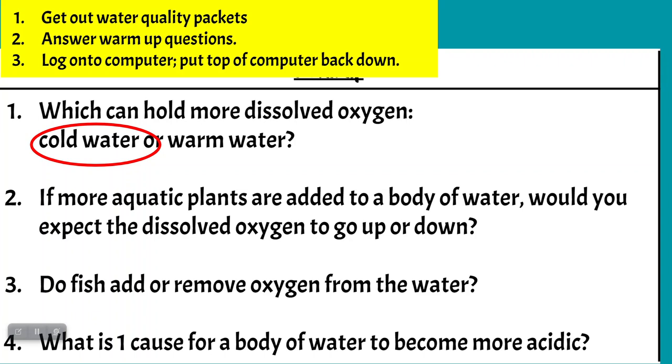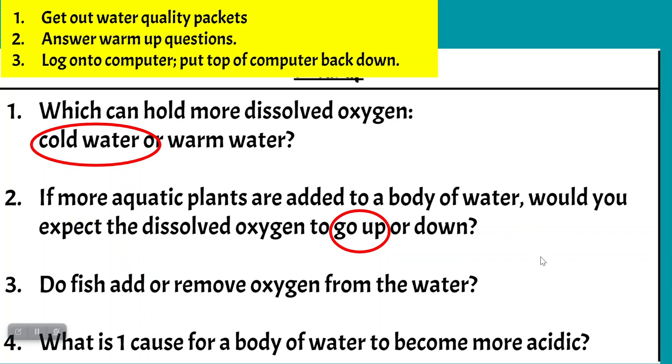All right, if more aquatic plants are added to a body of water, would you expect the dissolved oxygen to go up or down? Think about that. What do plants do when they are in the sun? They do photosynthesis. What does photosynthesis give us? It gives us oxygen. So if we put more aquatic plants in, we're going to add more oxygen to the water. And it's dissolved oxygen when it's in the water and available to our fish. Okay, so we expect the oxygen to go up.